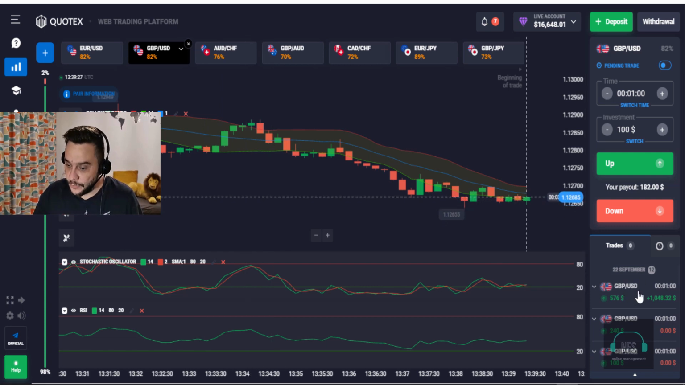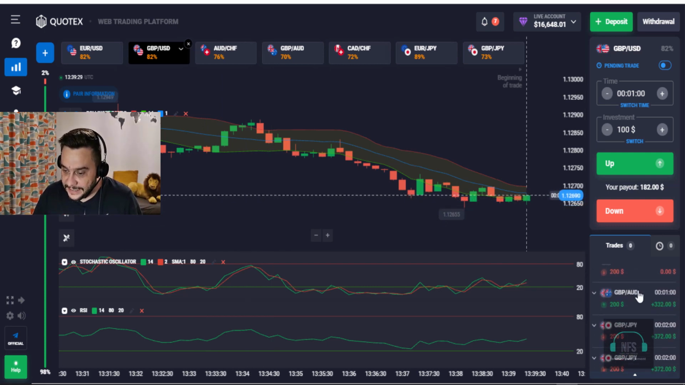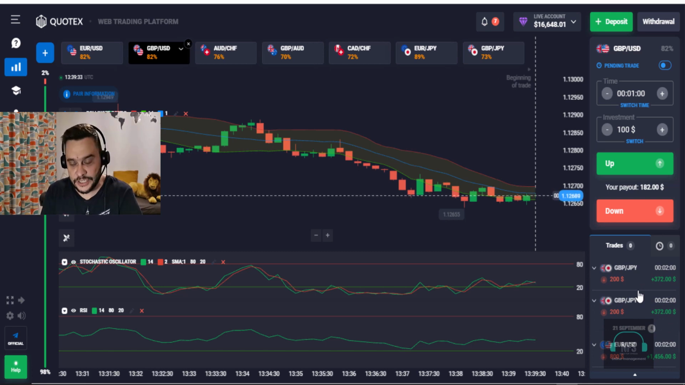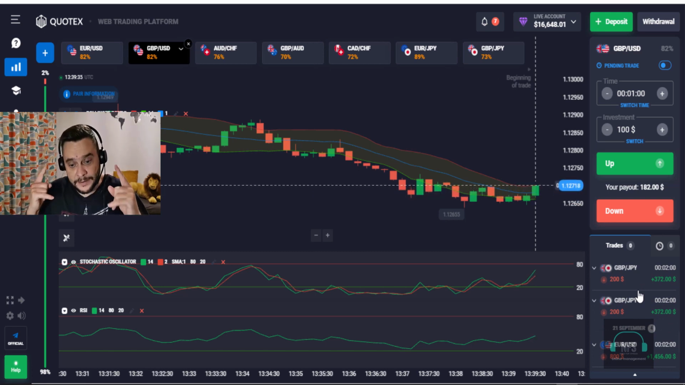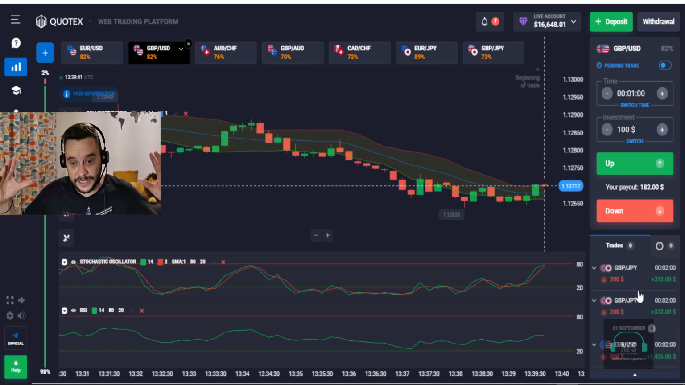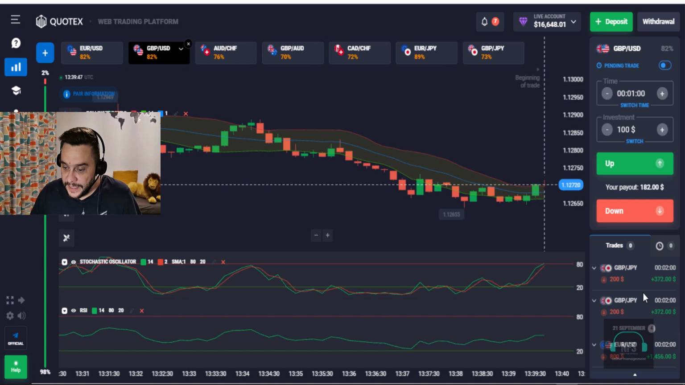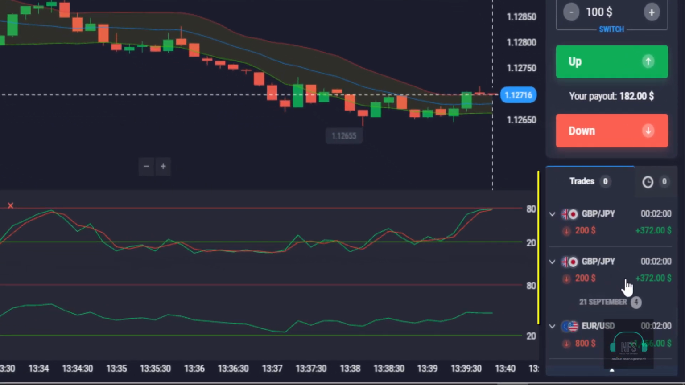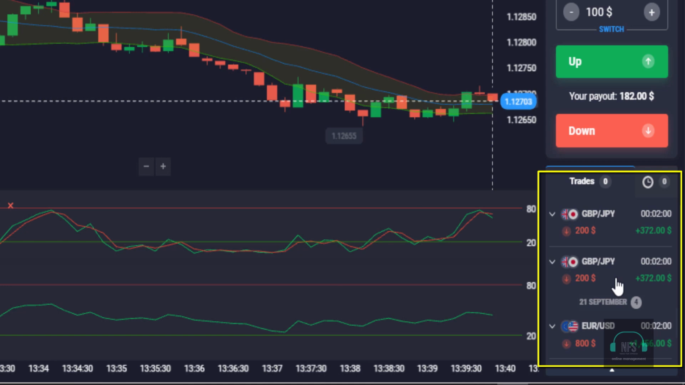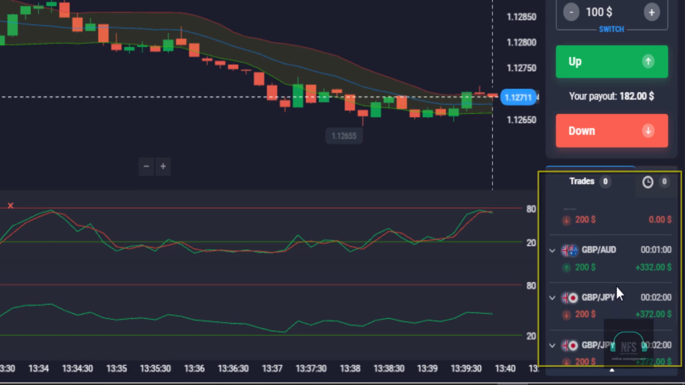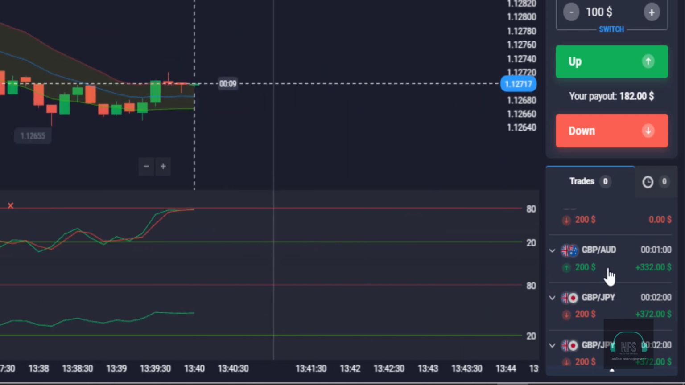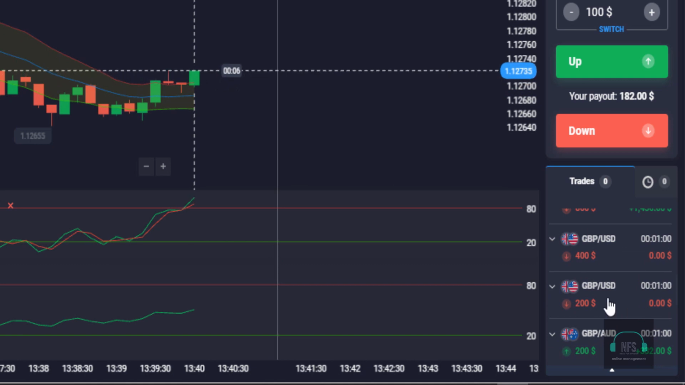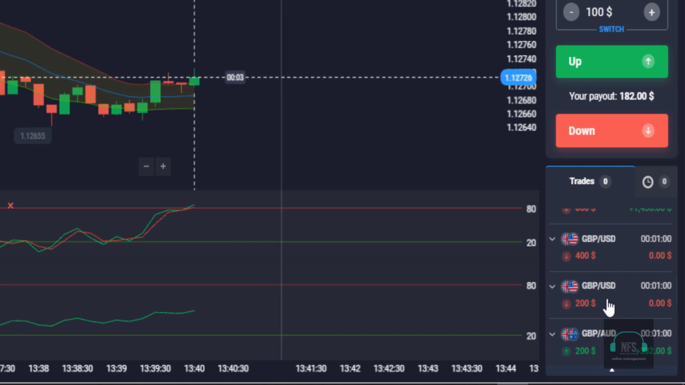All right, guys. But first things first, I want to show you today's trades that I've placed using this strategy, and this is a 1 minute strategy. So we will place 1 minute trades, not 2 minutes or 3 minutes as I showed you before. And these are the trades I've placed. This GBP Japanese yen trade, winning trade, $200 trade. We have GBP Japanese yen again, GBP Australian dollar again, $200 trade. We have a GBP USD losing trade, $200 trade.